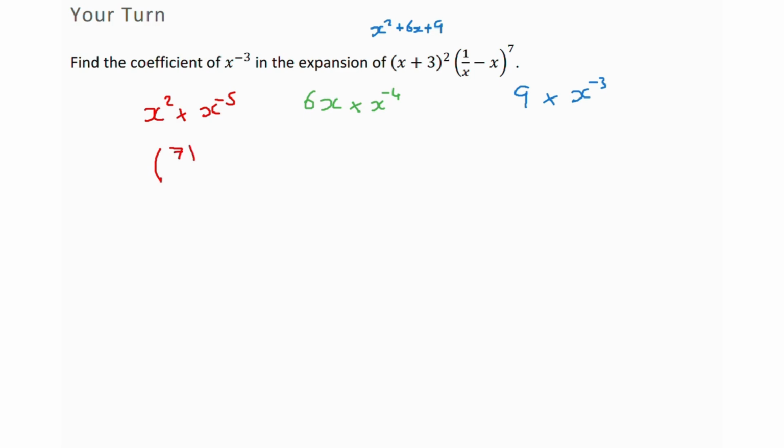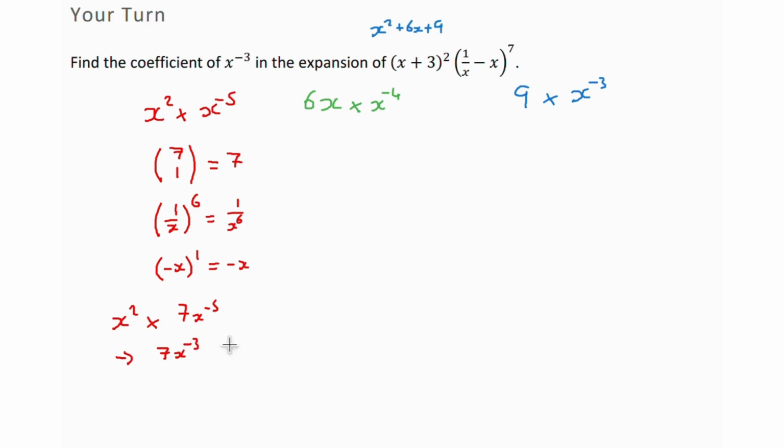So we're going to do 7 choose something, (1/x) to some power, minus x to some power. And we need these two to combine to give us x to the -5. So we're going to get that if this one is 6 and this one is 1, because these powers need to add to make 7, which means that is 1. So we have 7, (1/x)⁶, and minus x. That's going to give us x squared times 7x to the -5, which means we've got 7x to the -3 at this stage.